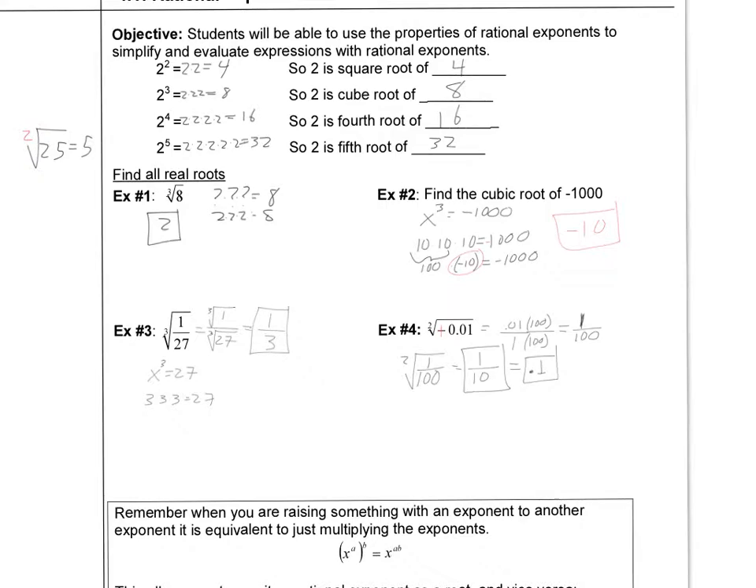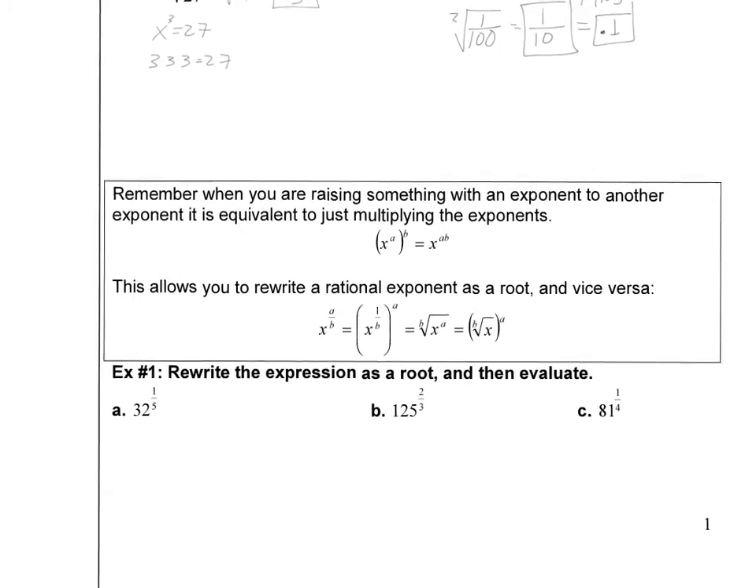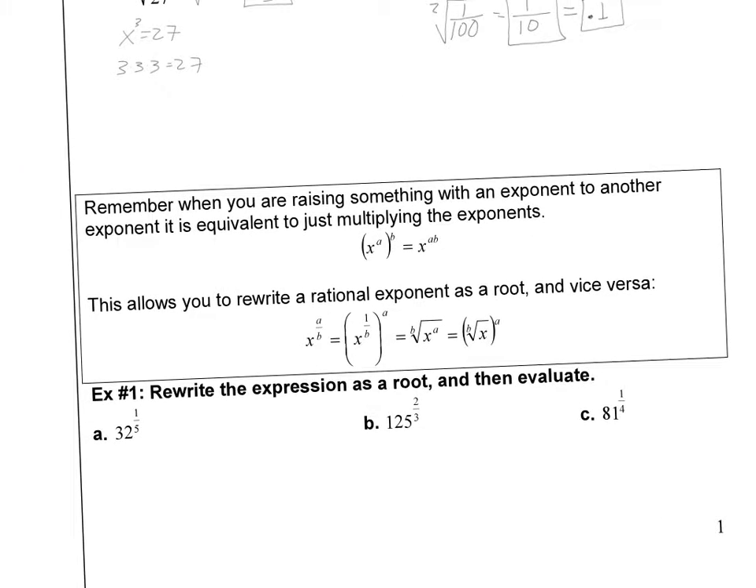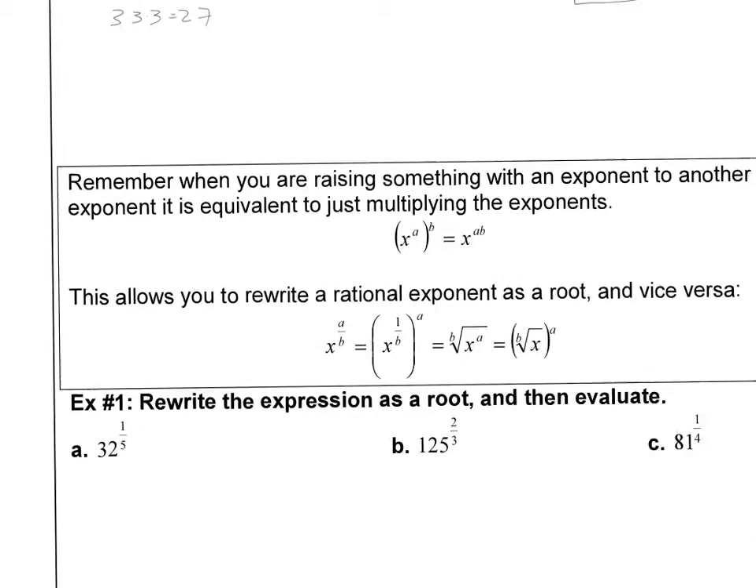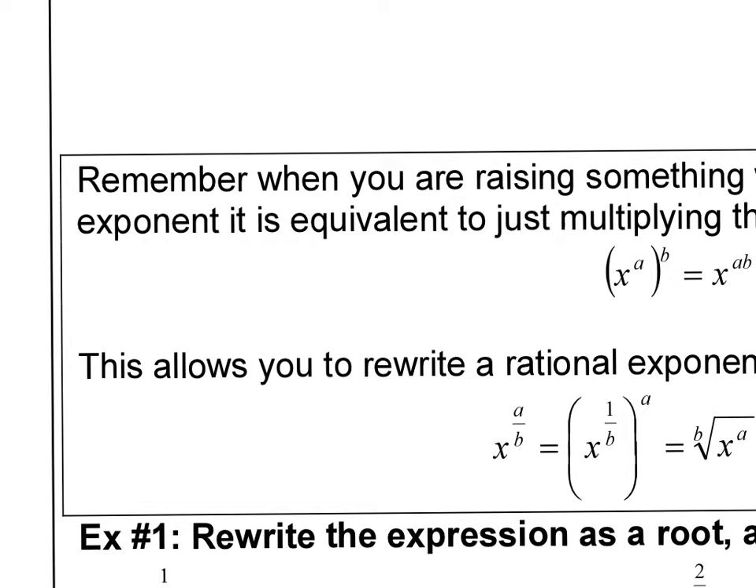Now, I want us to talk a little bit about some rules of exponents. The first one here is one that you should have already seen before, and that is whenever you have an expression with an exponent raised to another exponent, you can just multiply these. And let's talk about why that is real quick. Let's say I had x squared cubed. Well, doesn't that really mean x squared times x squared times x squared?